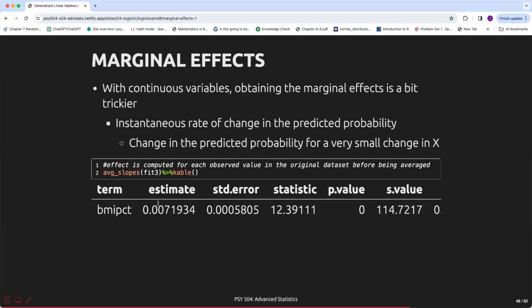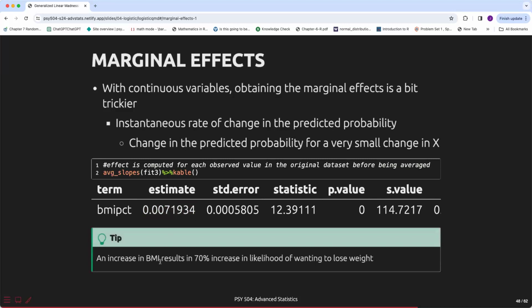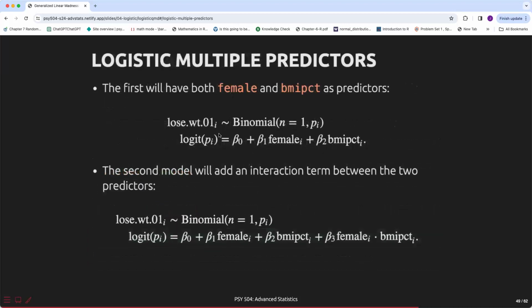So we get this estimate here, which is the average marginal effect, which is 0.007. And we can change this into a probability, right? So we can say that an increase in BMI results in a 70% increase in the likelihood of wanting to lose weight. So again, that makes these things a little bit more concrete.